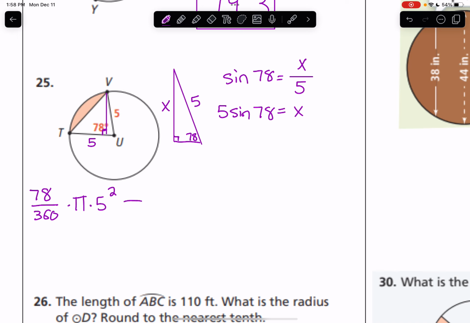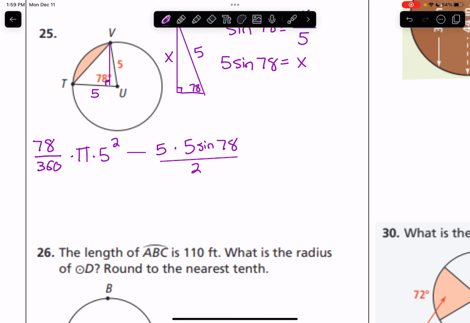So down here, where I already had the area of my sector, I'm going to subtract the area of the triangle, which is going to be base of 5 times height, and I'm just doing this all at once. My height is 5 sine 78. That's this height right here, over 2, because base times height over 2 is the area of my triangle. If I put all this in the calculator at the same time, and if I apply the calculations correctly and put it in, I should come up with 4.8 as my area.